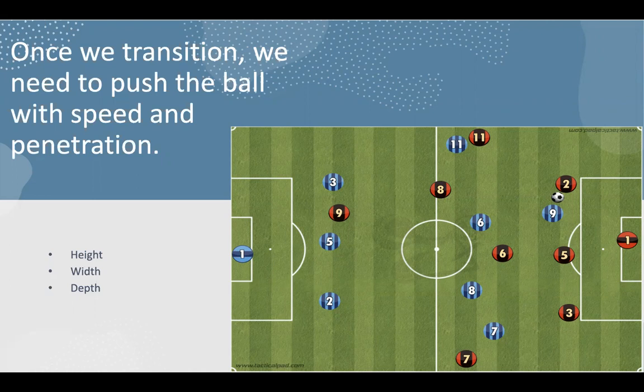Okay. So once we transition, we need to push the ball with speed and penetration. As you can see with our shape right now, we're looking to connect through here between our 2 and our 8. We still have the 11 here, but we're really trying to isolate this pass right away. So then we can build into the final third and we can get everybody up into the transition. So the faster we transition, the better, but don't mix that up with booting the ball as hard as we can and as far as we can. We have to do it through the middle third. So we have to pass from our defensive third to our middle third, from our middle third to our attacking third. And that would be the perfect transition for me.